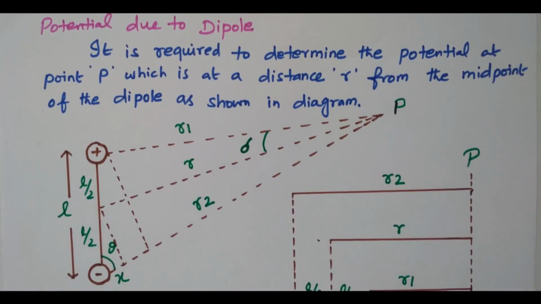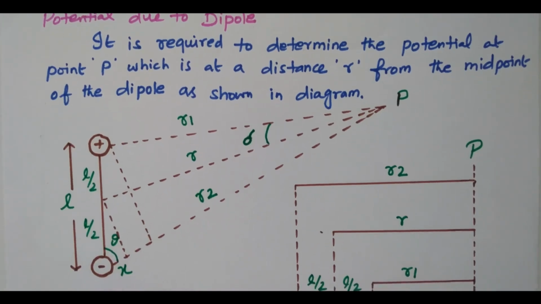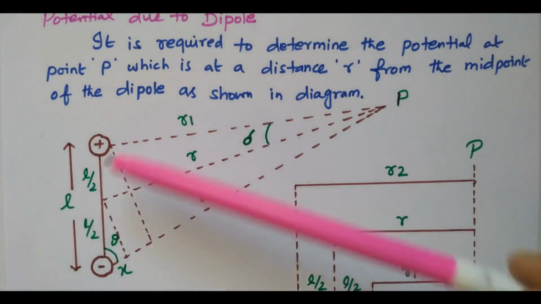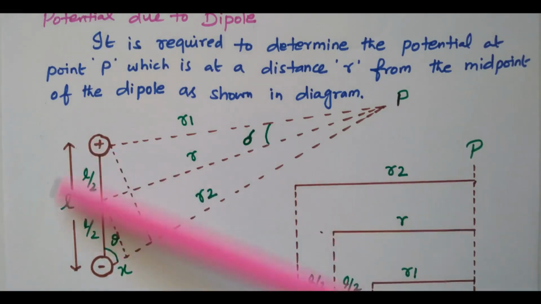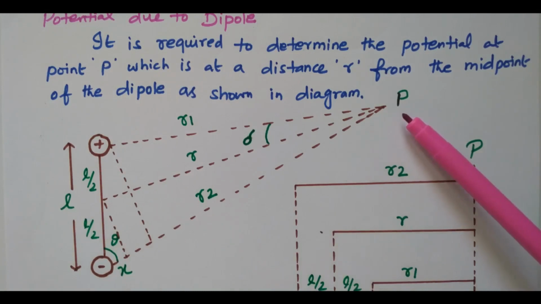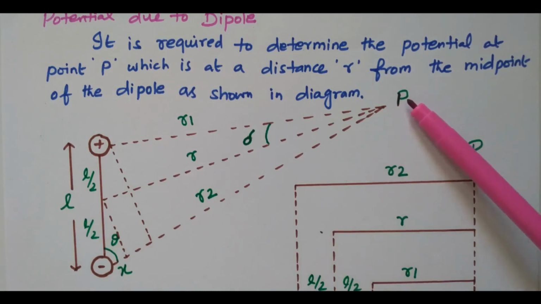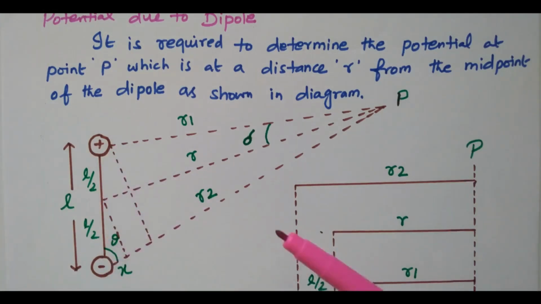Now we'll see the potential due to a dipole. Here one positive charge and one negative charge are available, separated by the distance L. This combination is nothing but a dipole. A positive charge and a negative charge separated by a distance L is a dipole. For this dipole, we are going to find the potential at this point P.